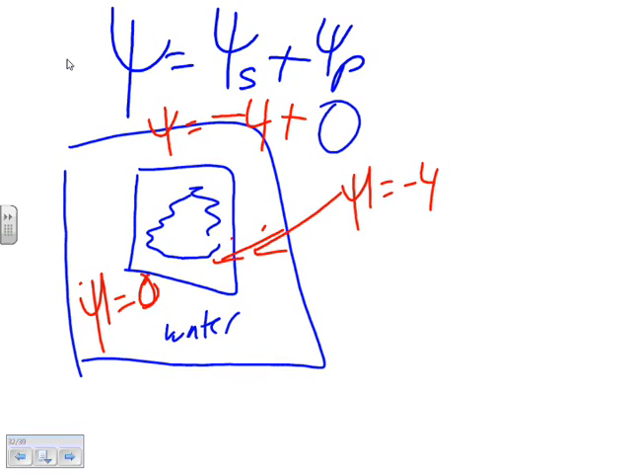And as more water goes in, water starts to build up. What happens to this pressure number? It starts to increase. Turgor pressure begins to build up, right? Let's say for right now, maybe that goes up to +1.